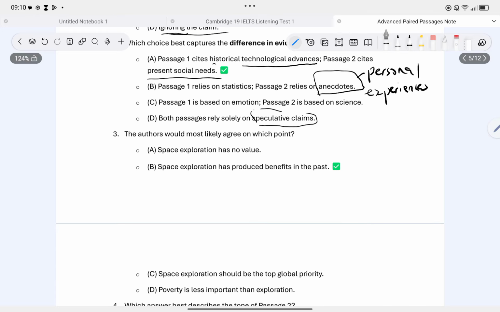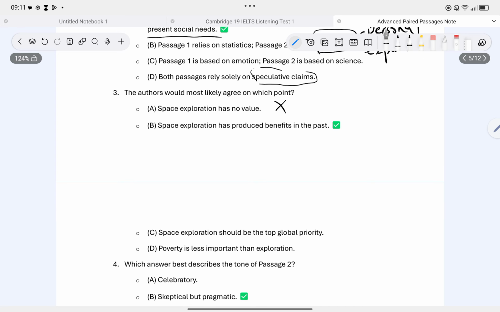Number 3, the authors would most likely agree on which point? A, space exploration has no value. That's not the case. C, space exploration should be the top global priority. Passage 1 agrees, passage 2 does not even agree. I don't think passage 1 says that either. D, poverty is less important than exploration. They won't agree on this, obviously. Passage 2 thinks so. Passage 1 doesn't.